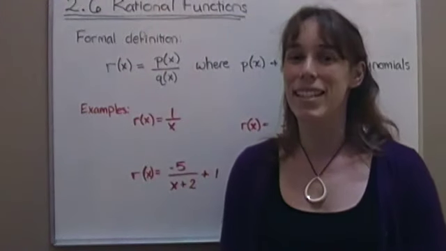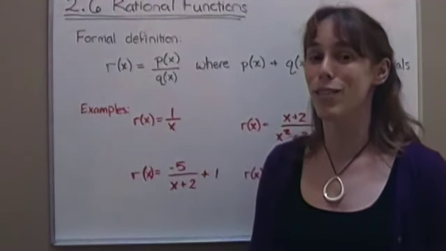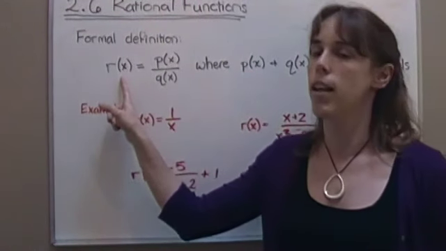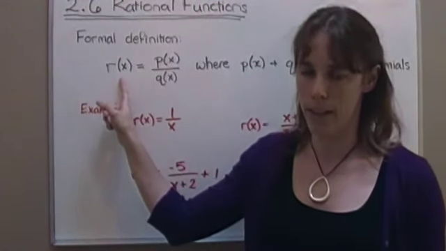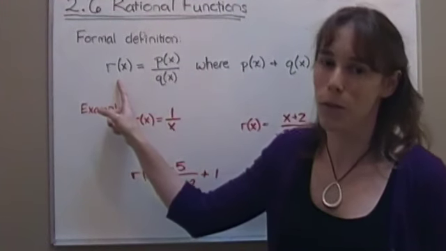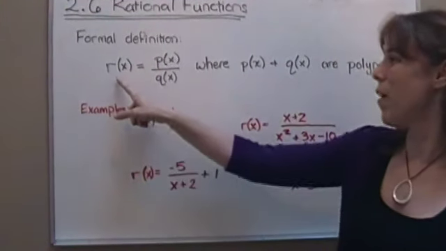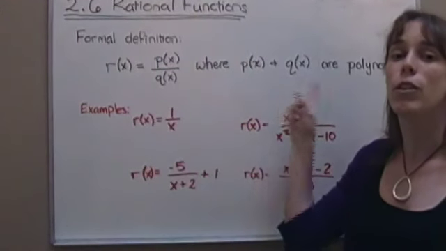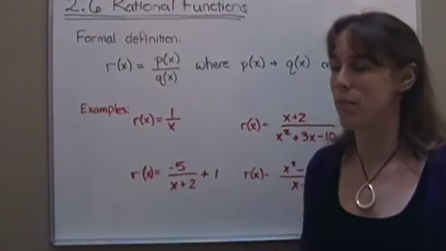Good morning, class. Today we're going to talk about rational functions. The formal definition is that r of x, and you could just as easily say f of x, it just seemed like r was a good letter for a rational function, that r of x is equal to p of x over q of x, where p and q are polynomial functions.